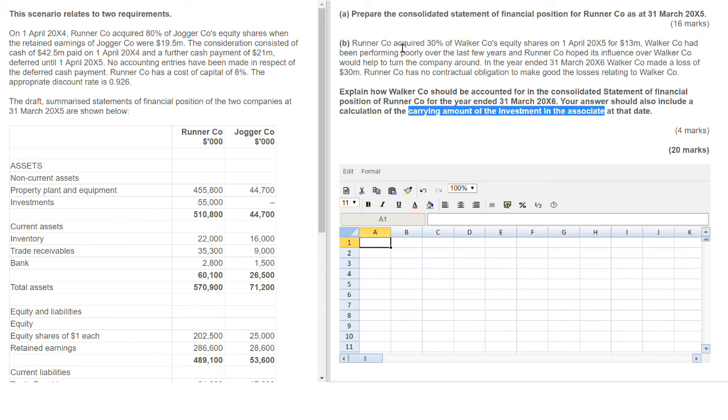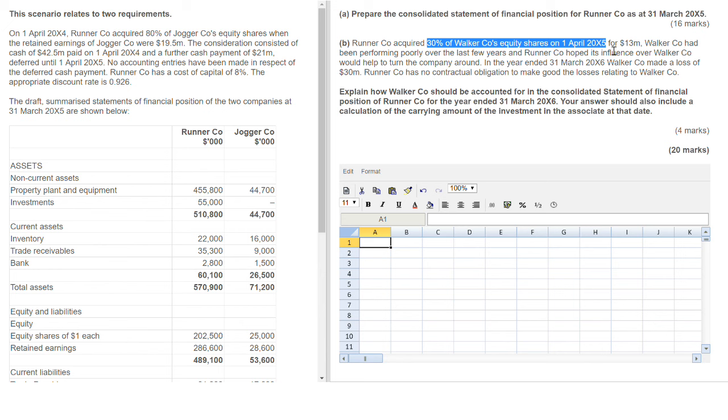So what have we got? It says Runner Co acquired 30% of Walker Co's equity shares on the 1st of April 20x5. Okay, so we have 30% of the equity shares. Anywhere between 20 and 50%, doesn't it? Gives us what we refer to as significant influence, because you have the power to participate. Because you have the power to participate with that 30% ownership, you are going to equity account. You do not control it because you don't own greater than 50%. So therefore you do not consolidate it. You will equity account for it.